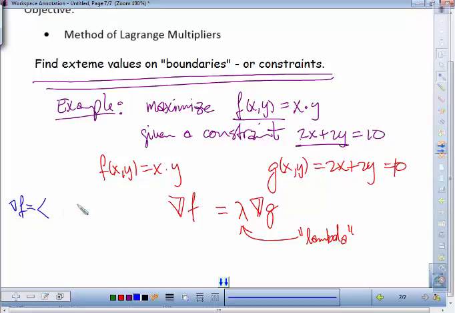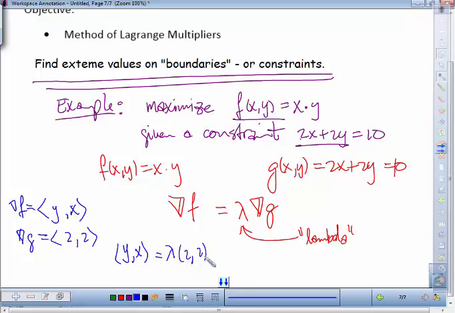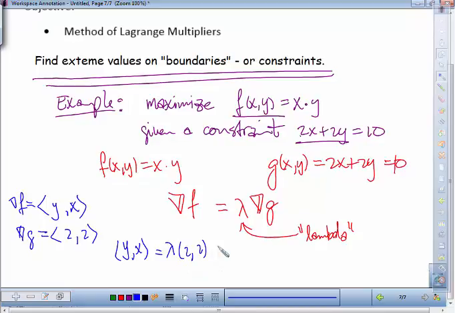So the derivative with respect to x and the derivative with respect to y. And then the gradient of g is just 2 and 2 because they're constants. And so we set them equal to each other, Lagrange style. And so what are we going to come up with? We're going to come up with y is equal to 2 lambda, x is equal to 2 lambda.